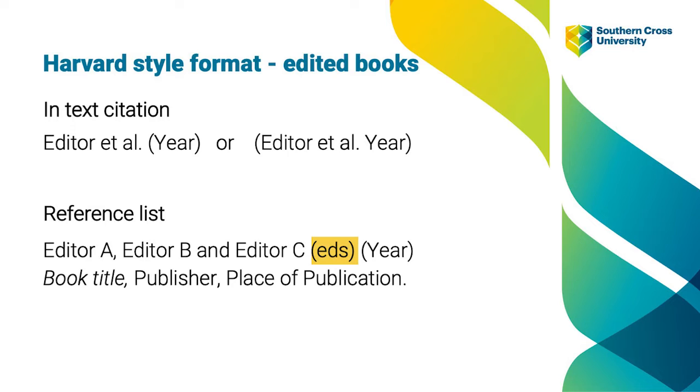Then, after the last initial comes the abbreviation for the word editors, which you can see is eds, all in lowercase, and this information is contained within round brackets. Then comes the year of publication. Note that there is no comma between the editor information and the year of publication. There is only a space before the book title, publisher, and place of publication.